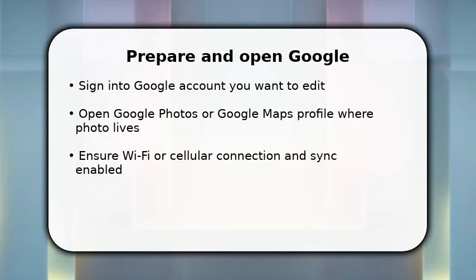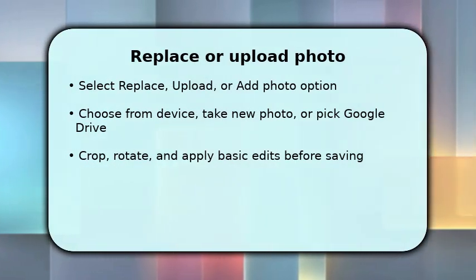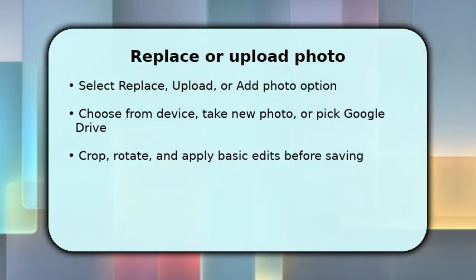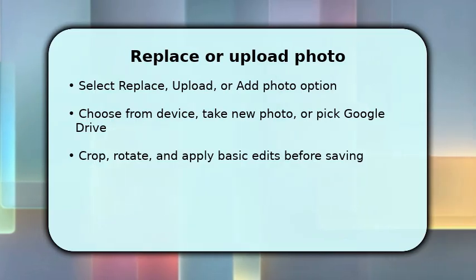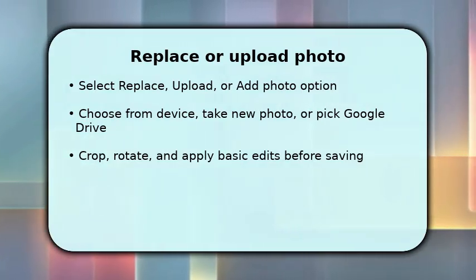Now replace the image. Tap Replace or Add Photo and pick Source, Device, Camera, or Drive. You'll be prompted to grant permissions. Accept them so Google can access the file. Once selected, crop and rotate to match Google's display ratio. This ensures important content isn't cut off.